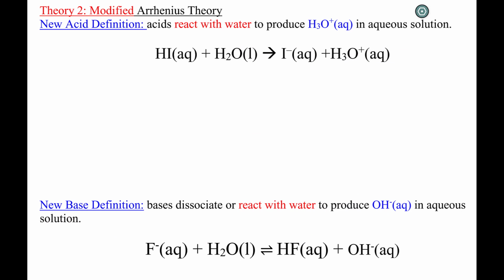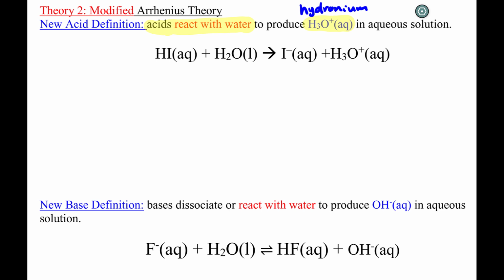In this next section, we're going to look at Arrhenius's modified theory. So this theory allowed for us to better understand what acid truly is, and also expanded how many things could be acidic. So the new definition says that acids react with water, not ionize in water, to produce hydronium, which is H3O+. This is called hydronium, in aqueous solution. So it's not ionize, it's react with water, and it's not H+, it's H3O+.